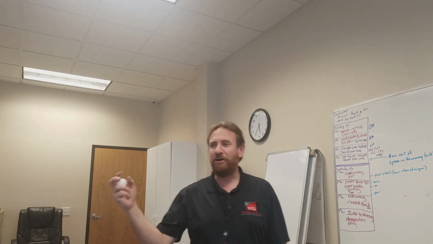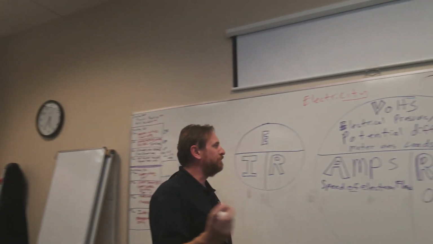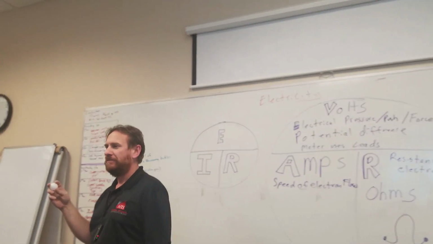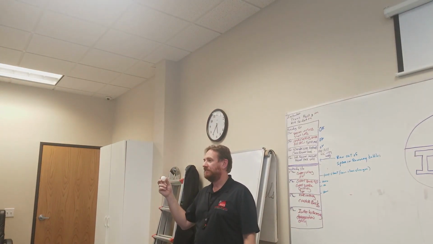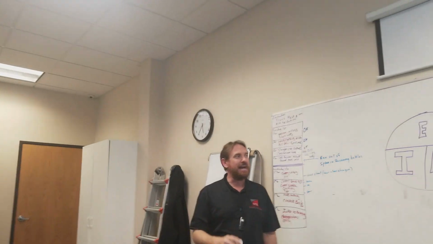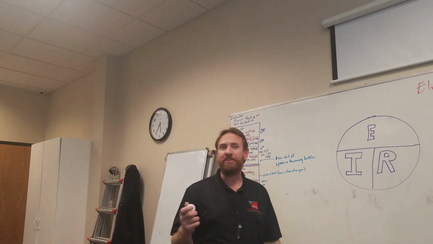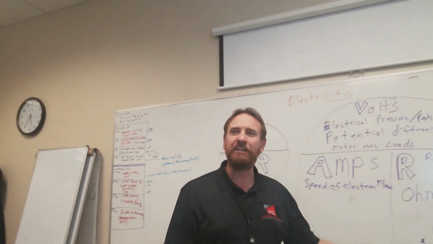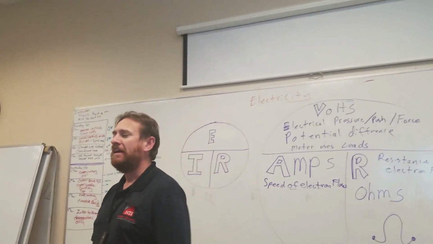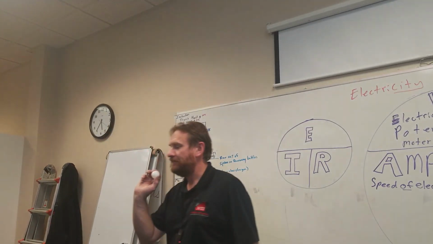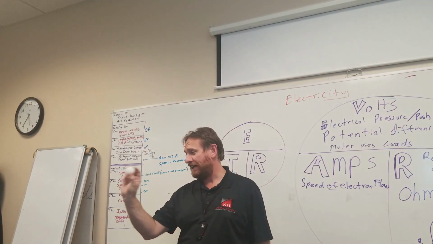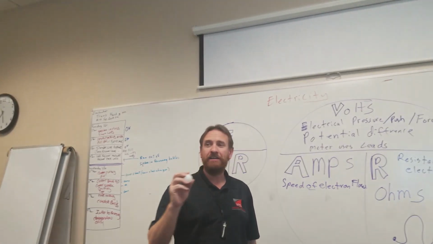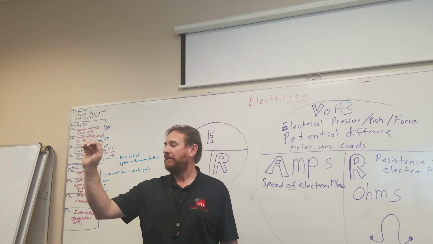So, everybody hold on to your electron. Speed of electron flow is amps. So how fast is your electron flowing right now? Zero. It's not flowing. Now, if you put some force behind it without resistance, or with very little resistance, because air is resistance, then you can have flow, right? Now, I want you to take your electron and flow it to the bucket.